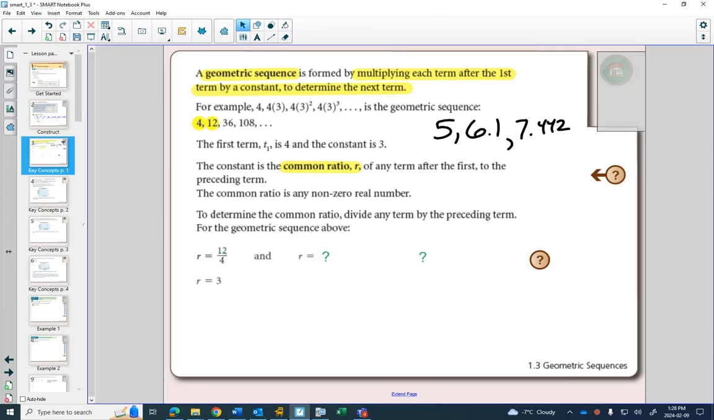So we can check by dividing those two and get 3. We can divide the next two, still get 3. Divide the last two, still get 3. If you get the same common ratio, and that's why they use common, because it's the same ratio no matter which 2 consecutive ones you divide, then you know you have a geometric sequence.